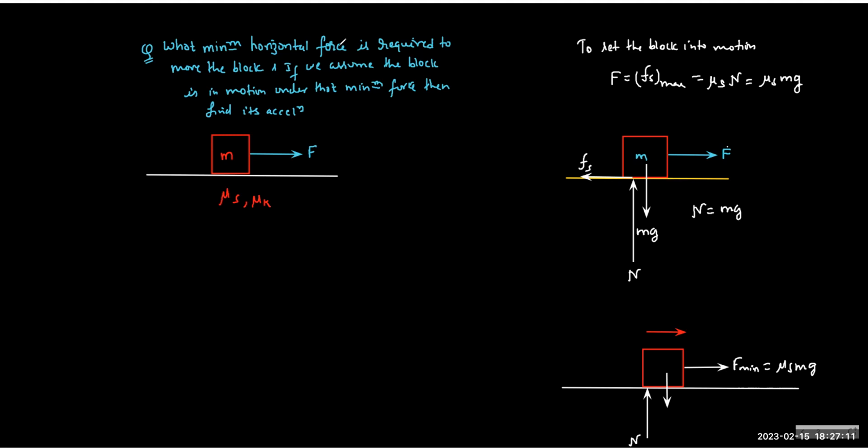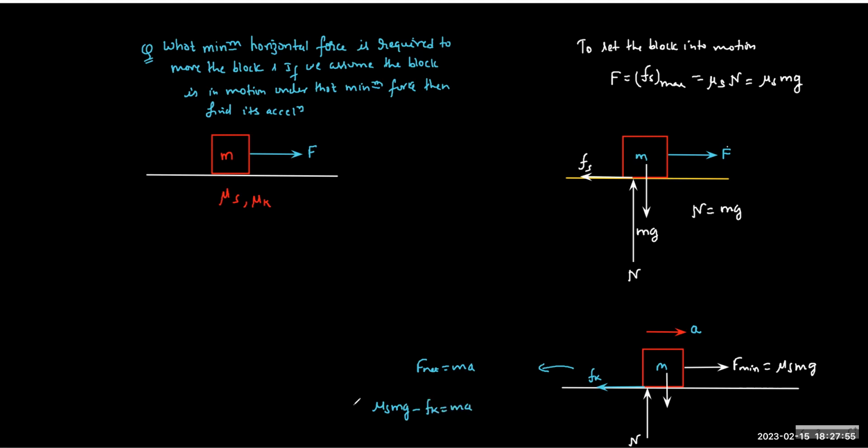Because it is in motion, which friction will act on the body now? Will it be Fs or Fk? Fk. So you can see that now the force has suddenly decreased. And now we can apply Newton's second law: net force equals mass into acceleration. So what is the net force? It is mu-s mg minus Fk equals ma.